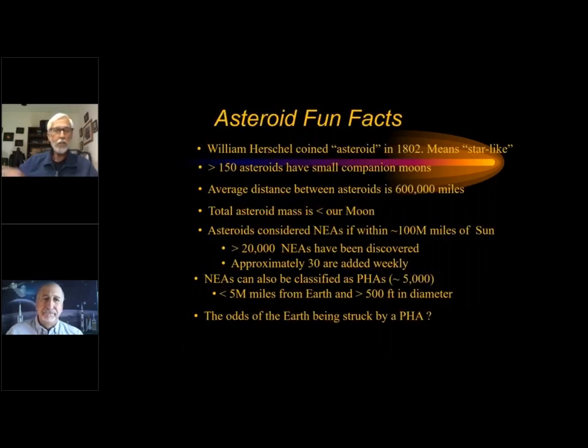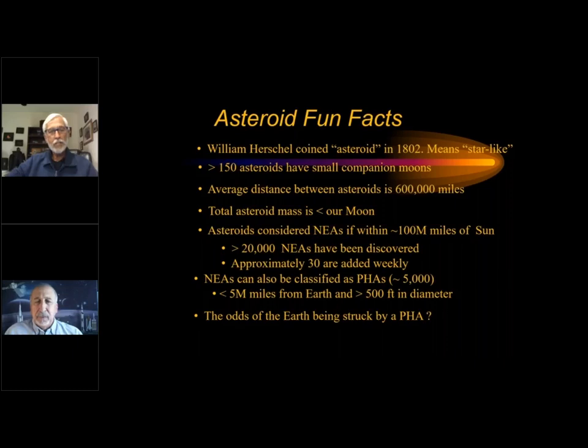Okay, I put together a little trivia fun fact thing here, and I'll go through that. The term asteroid was coined by William Herschel, a renowned British astronomer, in 1802. It means star-like. One of the things I find interesting, of course, is that asteroids are very small, which means they have a very low gravitational field. But there's been over 150 asteroids that have small companion moons orbiting around them. I think that's very interesting.